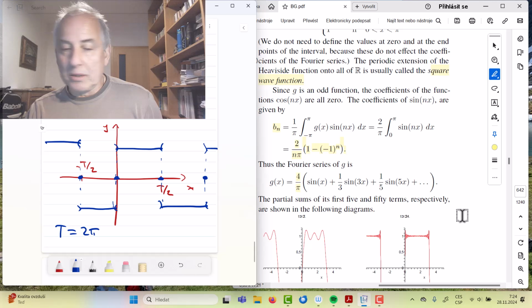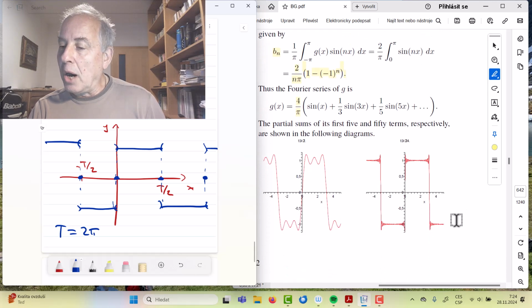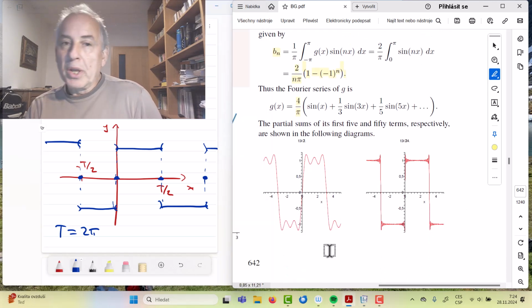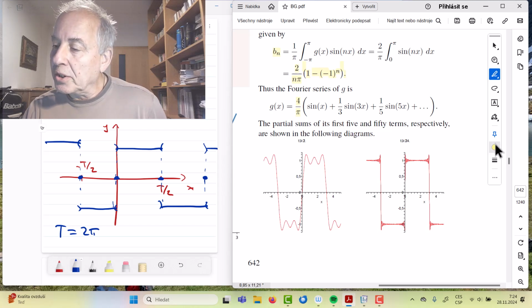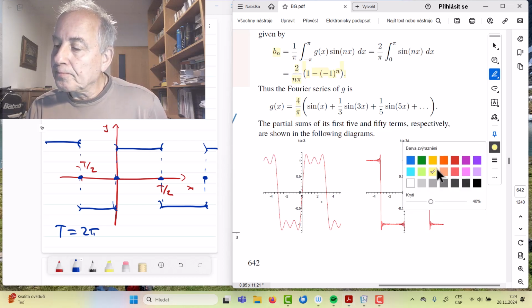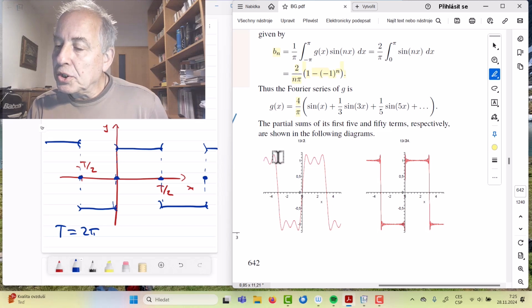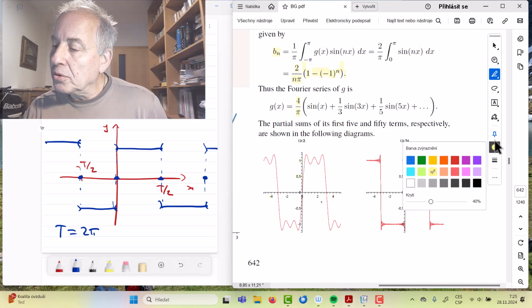So this is nice. Let's have a look at how it really works. So here on the left hand side, this is what it does.